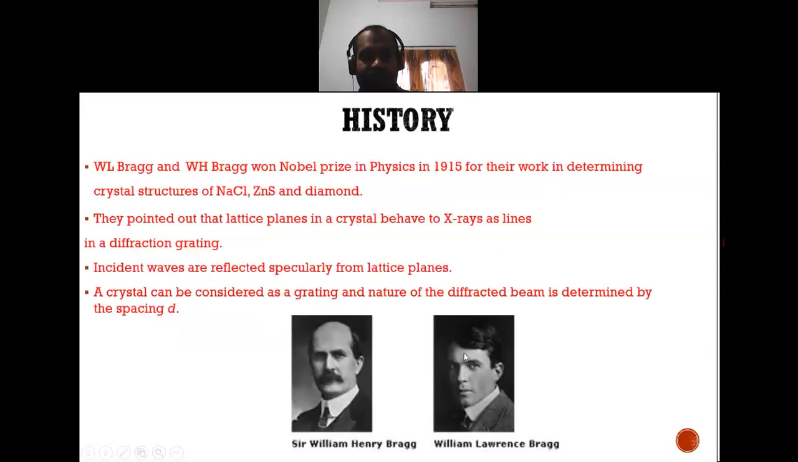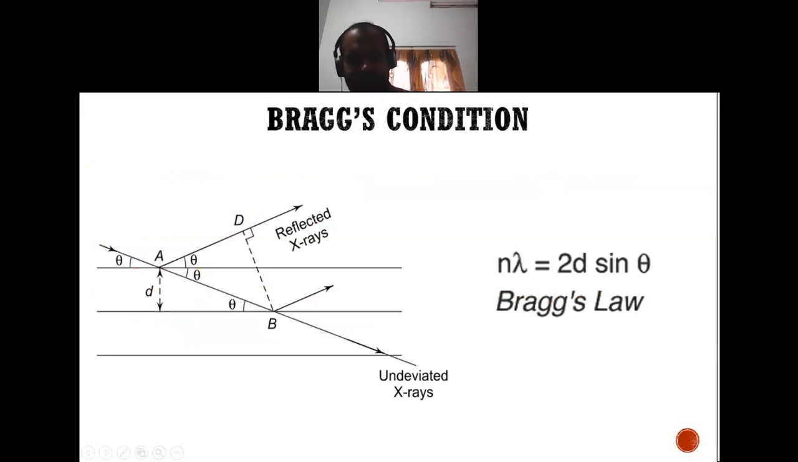These two people gave Bragg's law, a very famous law. I hope many of you know Bragg's condition or Bragg's law. It is the equation n lambda is equal to 2d sine theta. Here n stands for the order of diffraction, lambda stands for the wavelength of X-rays, d stands for the interplanar spacing, and theta is the Bragg angle. This is the specular reflection: the X-ray is incident on these crystal planes.